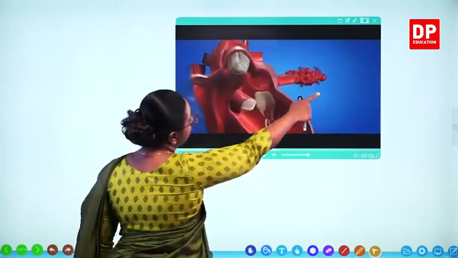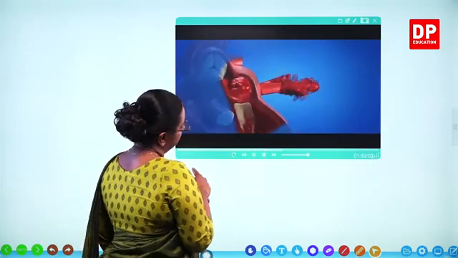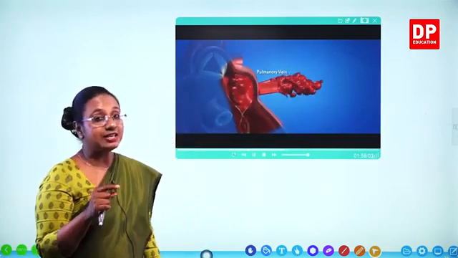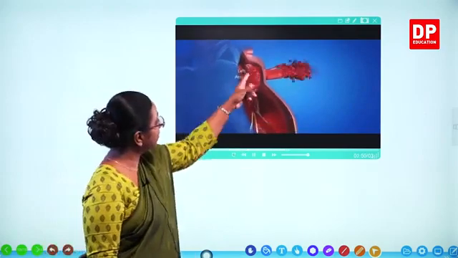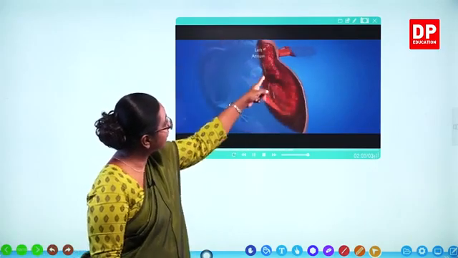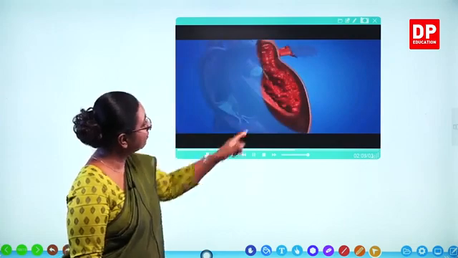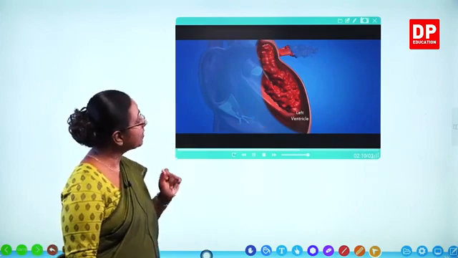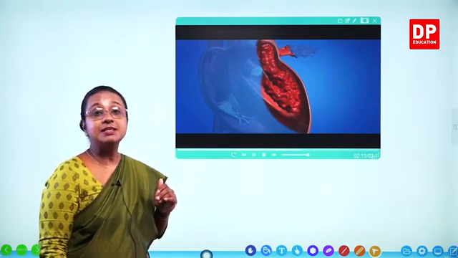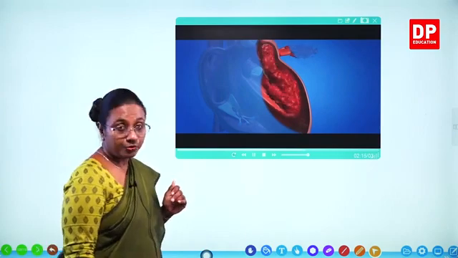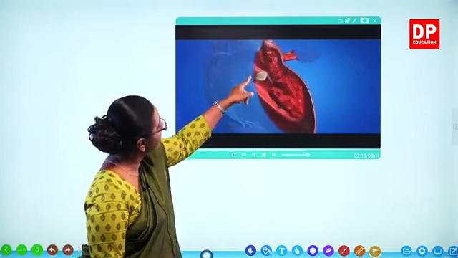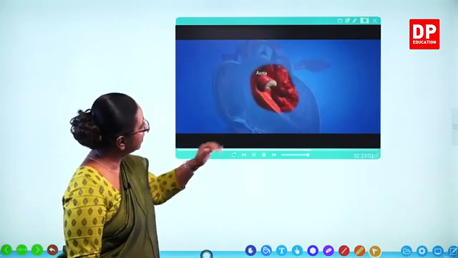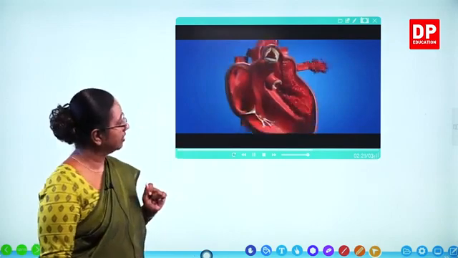Here you can see blood is coming into the heart through the pulmonary vein. So, this is the only vein that carries oxygenated blood into the left atrium, from the left atrium through the bicuspid valve into the left ventricle, and from the left ventricle it will be supplied to the aorta. You can see the aortic valve there that will open and the blood will be pumped into the aorta.